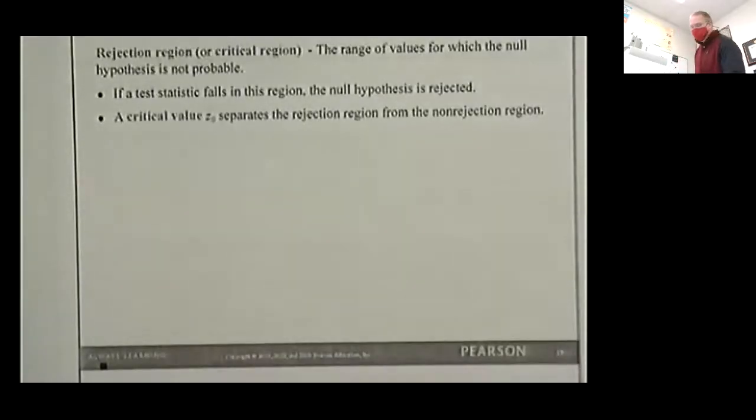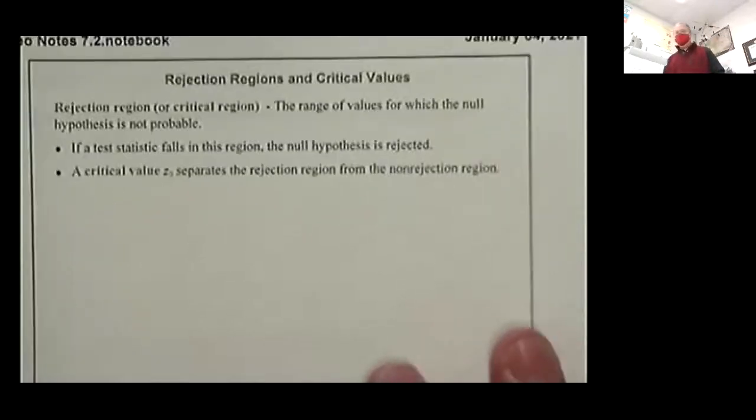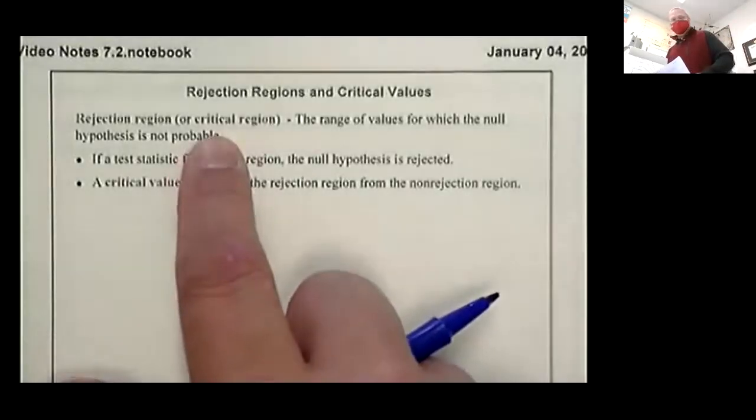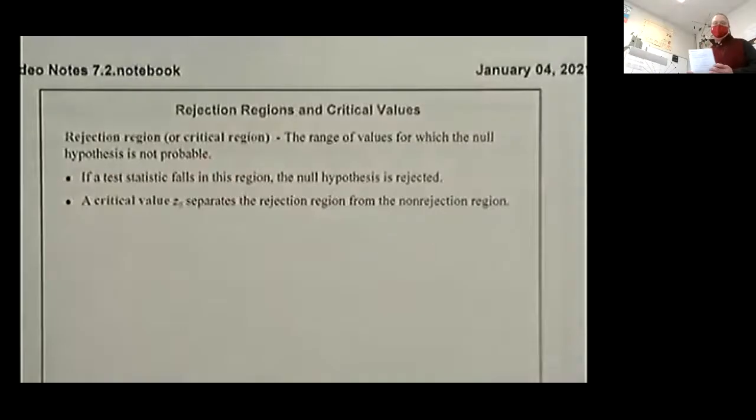So that was one method of doing a hypothesis test, using a p-value. Now we're going to look at our second method of doing a hypothesis test, and that is using a rejection region. It works the same, but we're going to kind of flip things. So now instead of finding a p-value to see how it compares to alpha, we're going to see how our z-score fits into a region. So kind of going the reverse direction, but it works kind of the same way. Here we go. A rejection region or critical region is the range of values for which the null hypothesis is not probable.